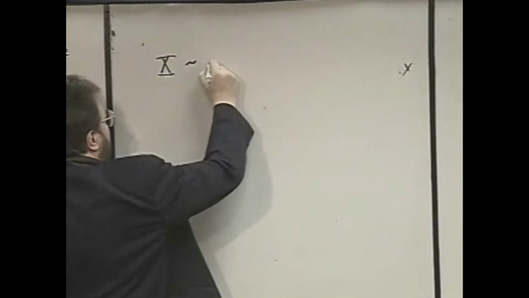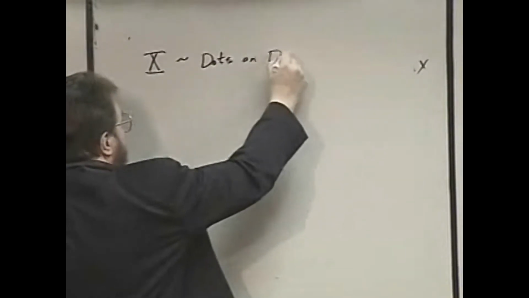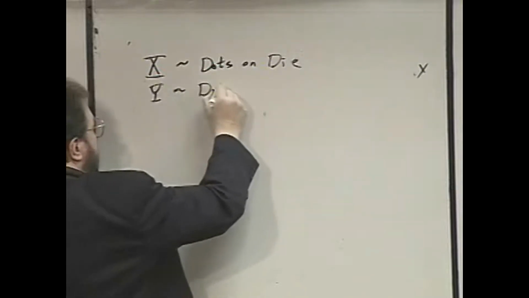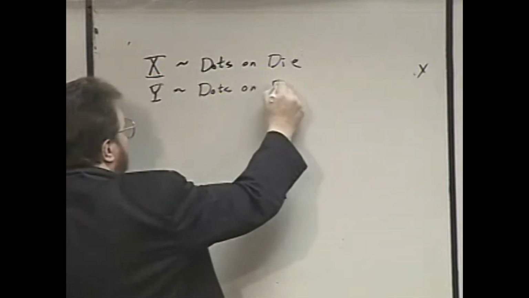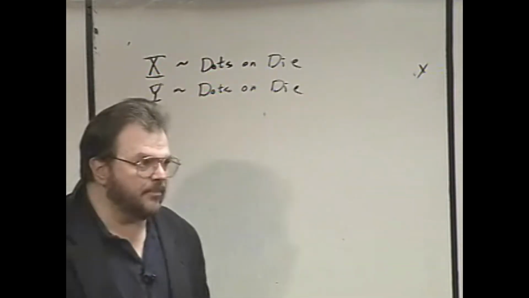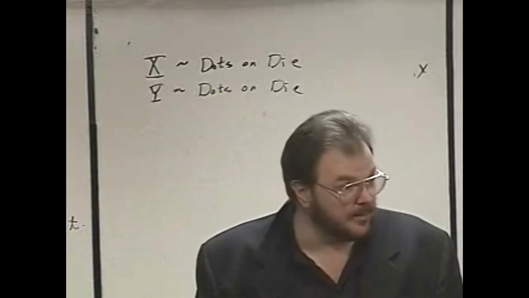Suppose that x is the dots on a die, and that y is equal to the dots on a die. So we're going to throw two die. Now, the outcome of the two dice is going to be independent from each other. The outcome of one is going to be independent from the outcome of the other one, correct?